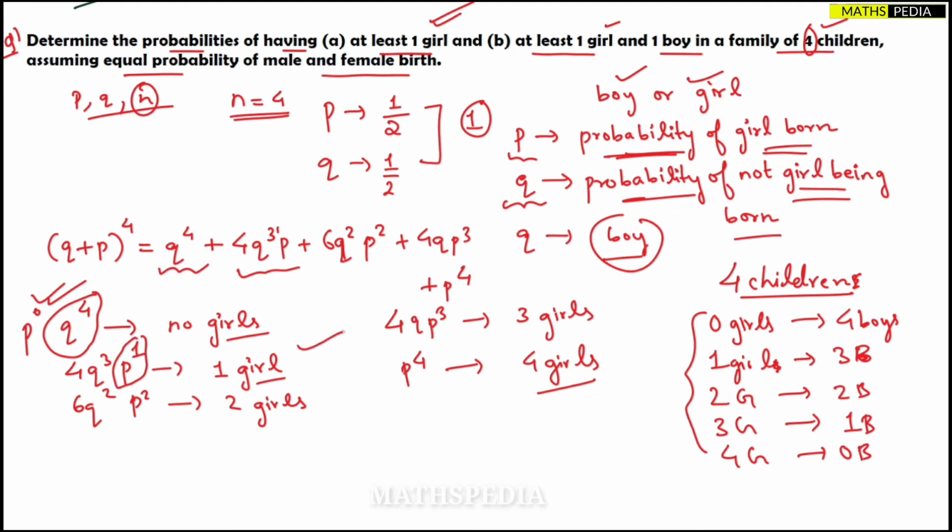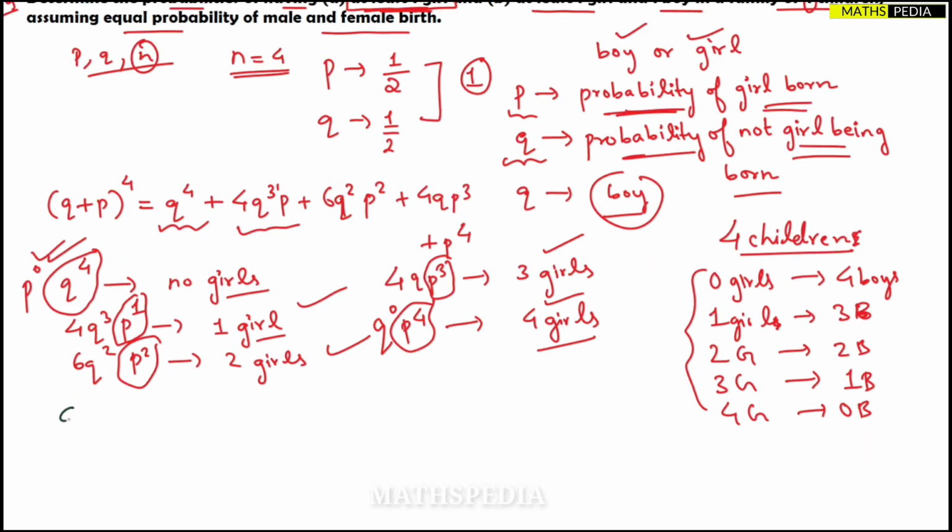Then p power 1 means 1 girl. P power 2 means 2 girls. P power 3 means 3 girls. P power 4 means 4 girls. Or here you can also write q power 0, that means 0 boys, that means totally 4 girls. Like this you have to understand what each term is indicating. So they have asked us at least one girl, right? This is the first question they have asked. The first part we will solve. At least one girl means minimum one girl. At least means minimum, at most means maximum.